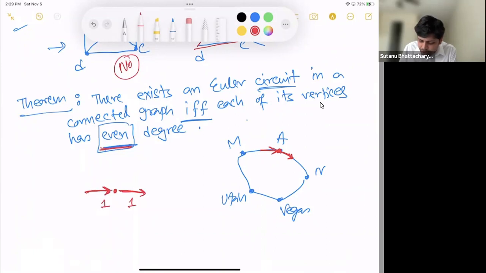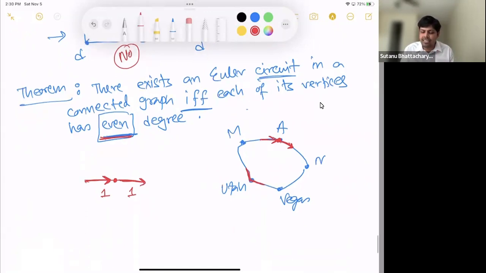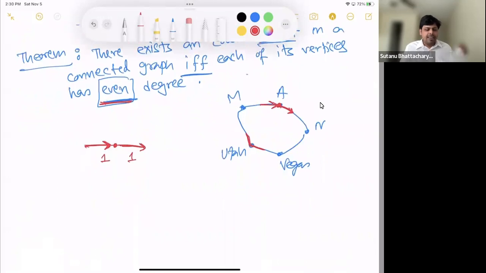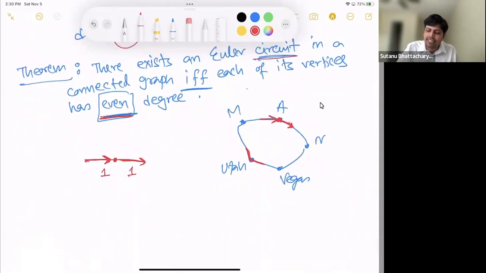Whenever there is a path to reach a vertex, there should be another path to go outside of that area. So this is one path which leads to Utah. There will be another path that you need to take to move outside Utah. So there should always be an even degree. One path to reach that destination, another path to go outside that destination. That's why this has to be even always, to find an Euler circuit. That is the logic. So this is an important theorem to find whether there exists an Euler circuit in a connected graph.